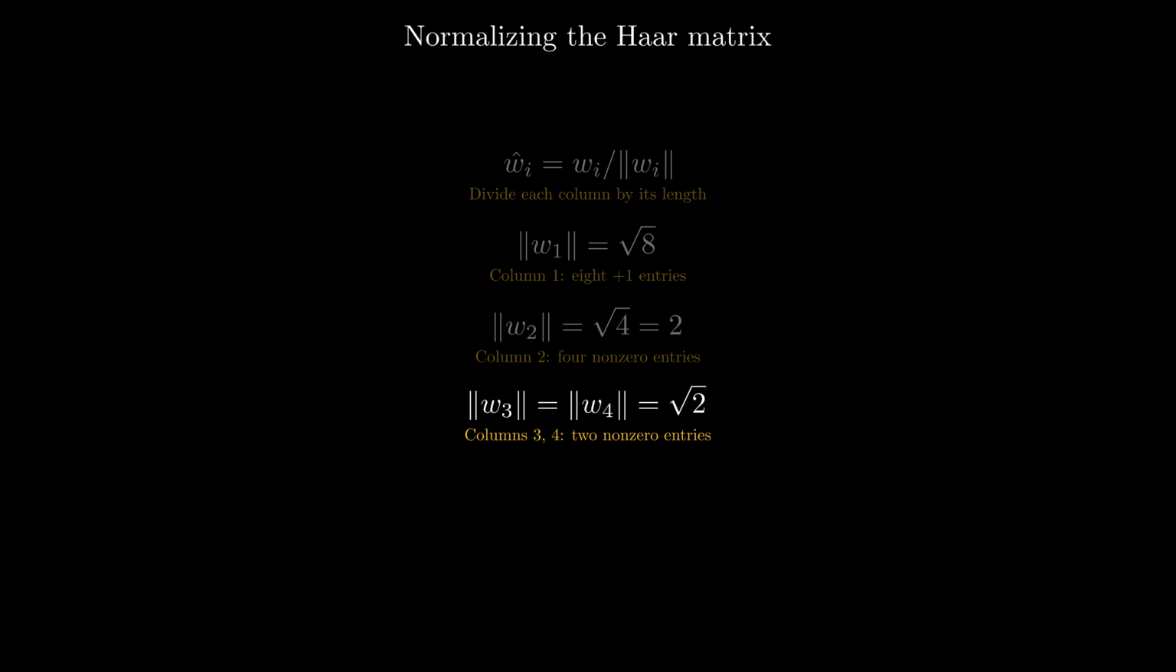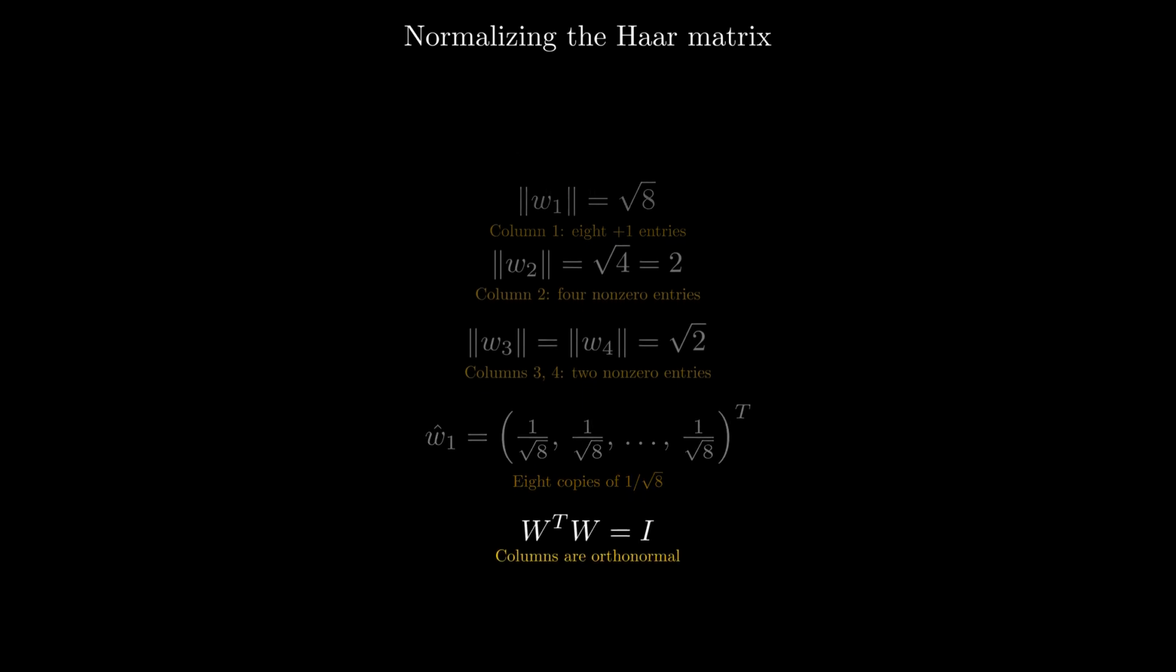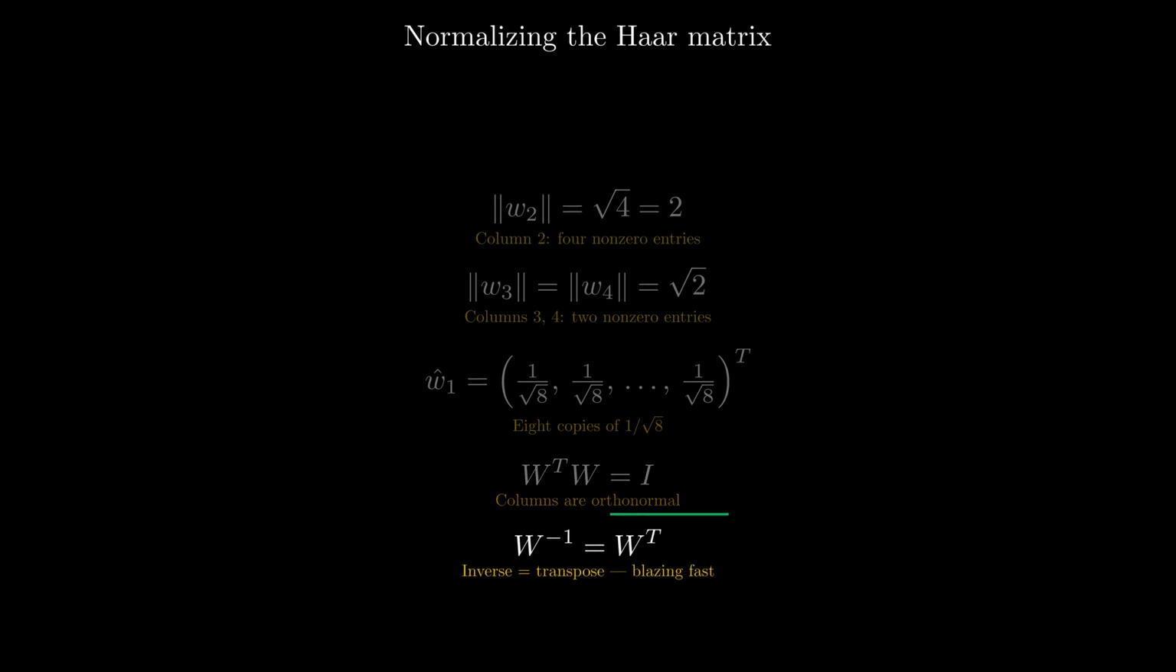Divide each column by its own length and you get an orthonormal basis. Column 1 becomes 8 copies of 1 over the square root of 8. Now W transpose W equals the identity, and the W inverse equals W transpose exactly. Transforming and inverting are both just matrix vector multiplies, blazing fast.